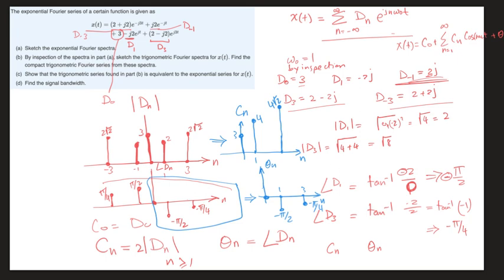Don't forget. Here, luckily, omega naught is equal to 1. But if omega naught was equal to 10k, then it's 3 times 10k. Because what we list here is n, but don't forget that when we plot this against frequency, it's n omega naught. So it's omega naught, 2 omega naught, 3 omega naught, 4 omega naught, and so on. So in this case, the bandwidth is equal to 3.